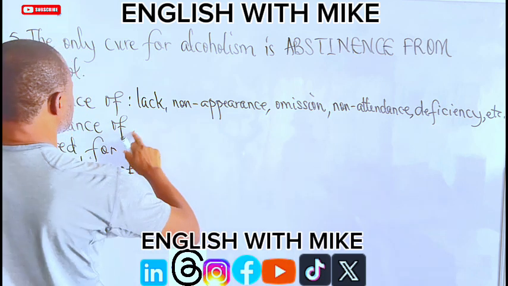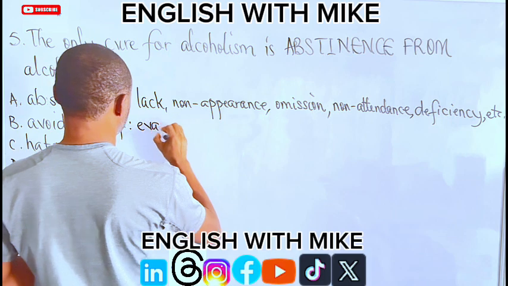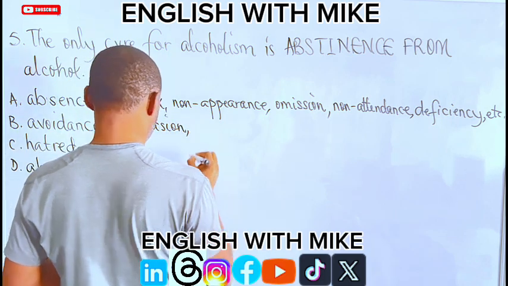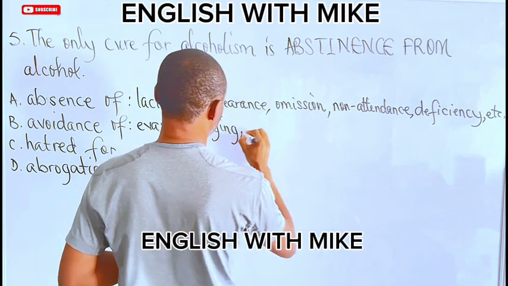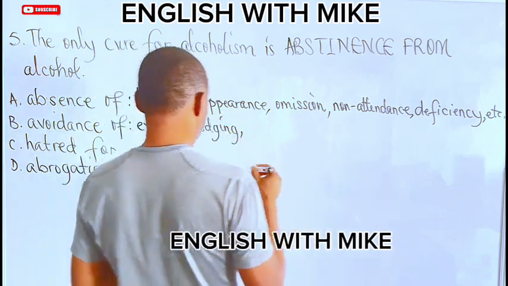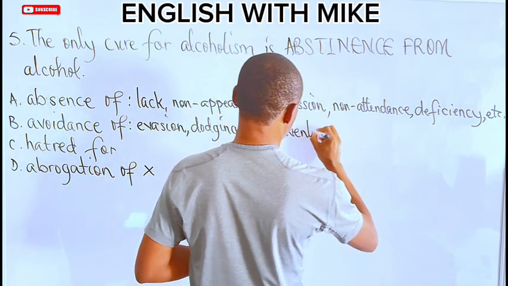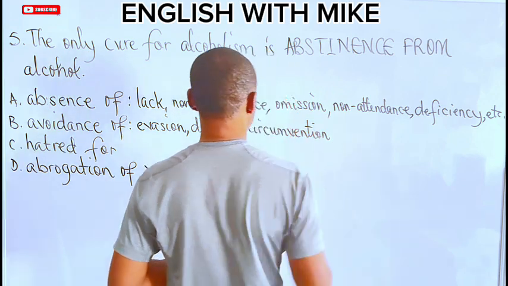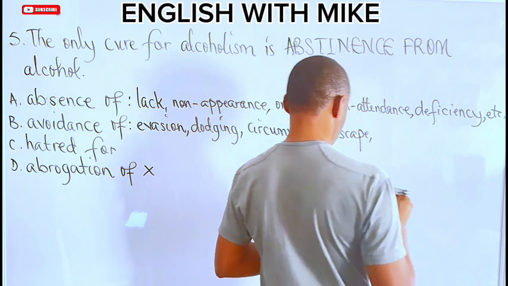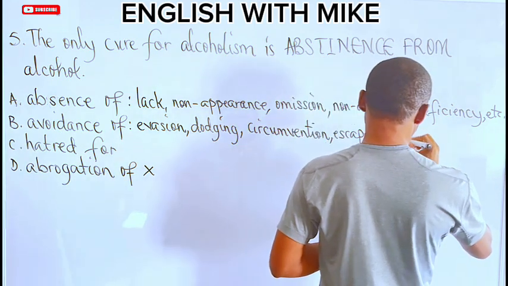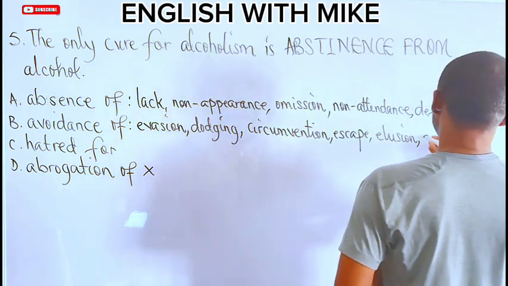What does avoidance mean? Avoidance is synonymous with evasion. Evasion means dodging. I think some time ago we came across this word. Dodging is circumvention. To circumvent something is to escape it. Escape. And escape is illusion. Alright? Etc.